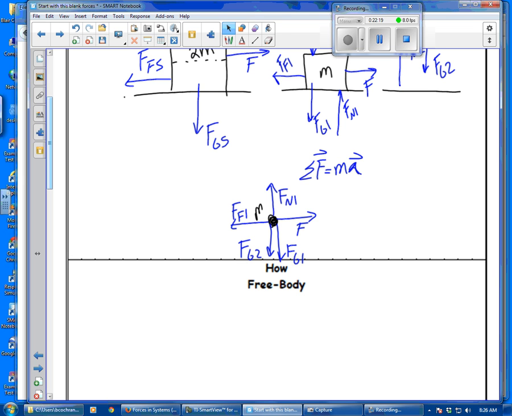I'm interested in F normal 1, so I'm going to just try dealing with the y direction, see if I can find it, and then move on from there. So now, mathematically, I'm just going to write that equation again, but only worry about the y direction. I would have Fn1 minus Fg2 minus Fg1 equals m for my inertia times my acceleration of 0.